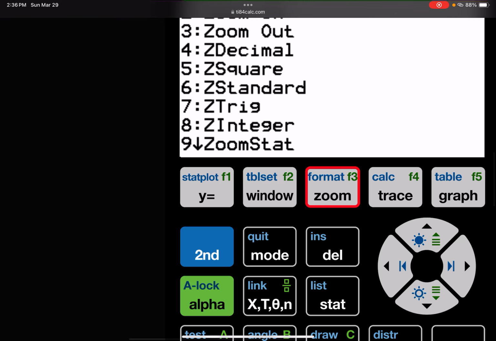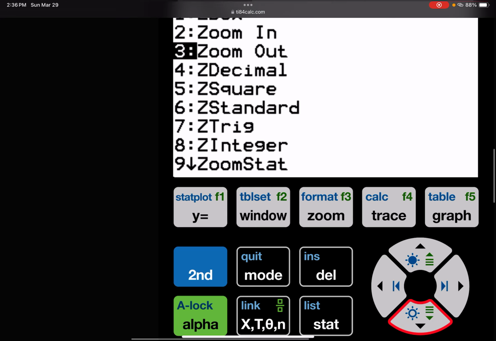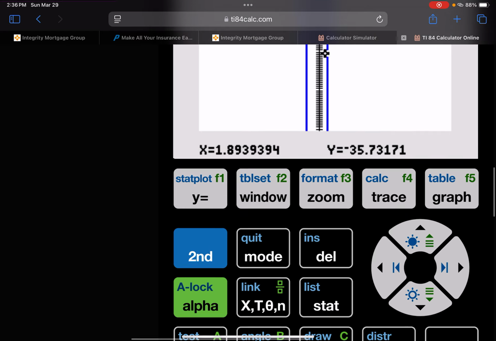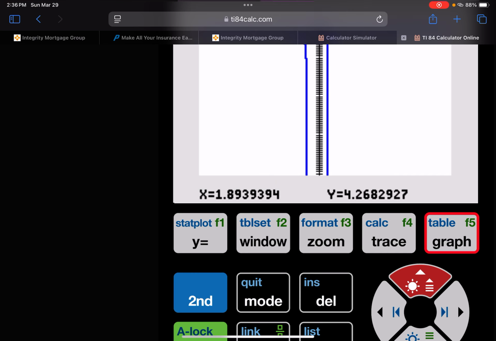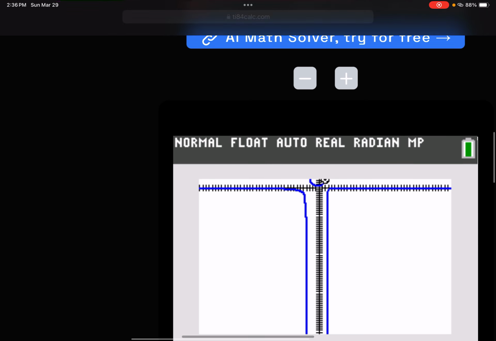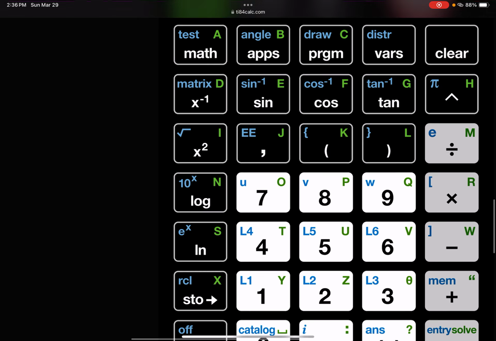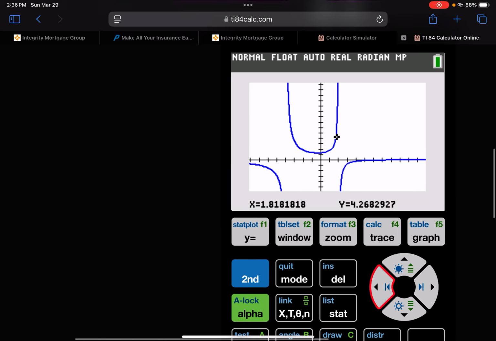Zoom back in, sorry. Okay, so that is the picture of that graph.